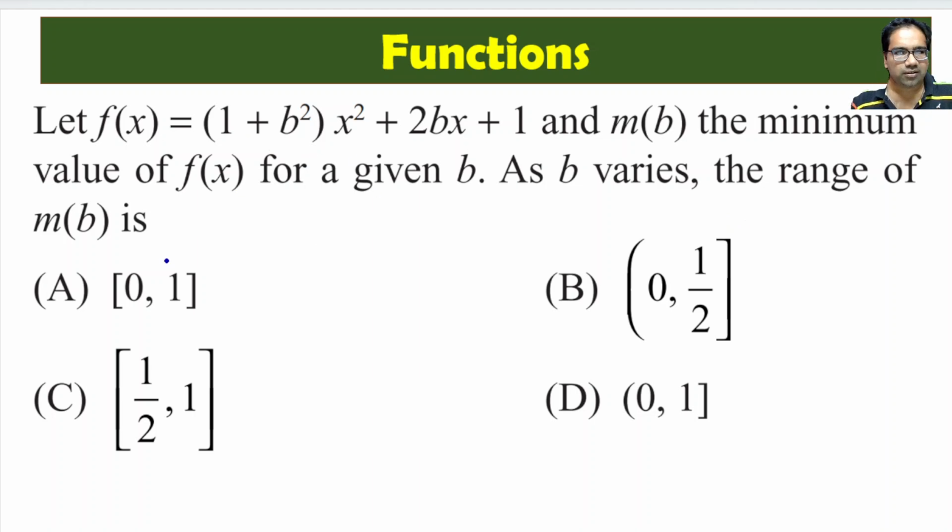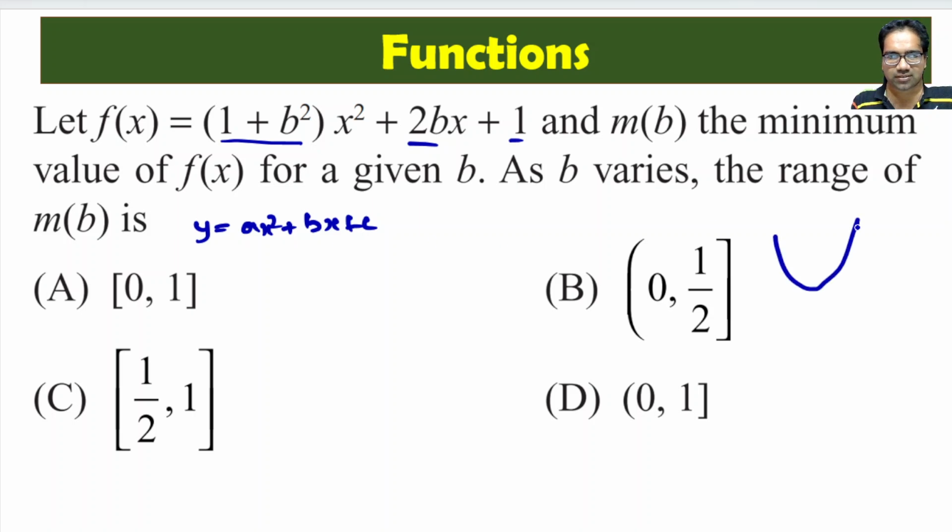Now clearly this is in the form of ax² + bx + c. This is a, this is b, this is c. Ax² + bx + c is a quadratic equation, right? So for a quadratic equation, as long as a is positive, it faces upwards. It looks something like this. It faces upwards because a is positive.